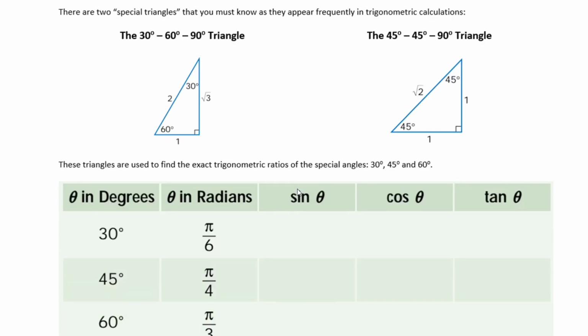You can use these triangles to find the exact trigonometric ratios of special angles for 30 degrees, 45 degrees, 60 degrees. So we're going to take a second and fill this one in. First, we're going to find the sine theta for 30 degrees, or if you had theta in radians, that would be pi over 6 radians. So sine of 30 degrees, sine is opposite over hypotenuse, so sine of 30 degrees is 1 over 2. Now, cos is adjacent over hypotenuse, so that would be root 3 over 2.